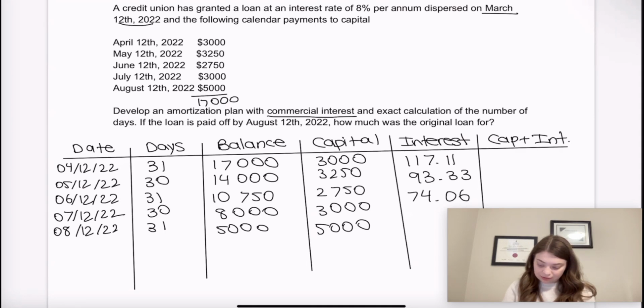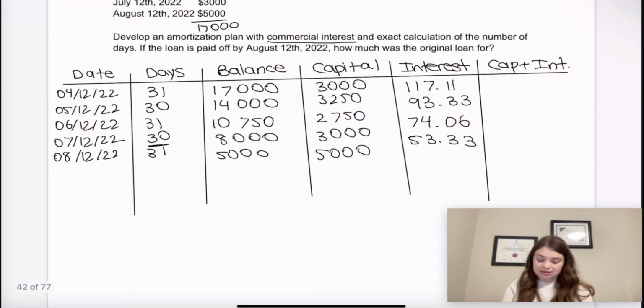Okay, then we're going to do the next row, which is $8,000, and multiply that by 8%, and then multiply that by 30 days this time, because in this row it's just 30 days, divide by 360 days because of commercial interest, and then the interest we pay here is $53.33.